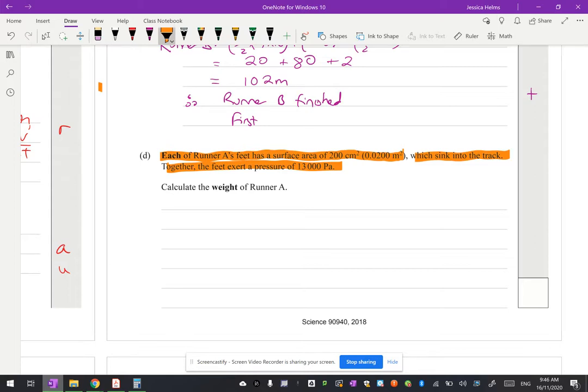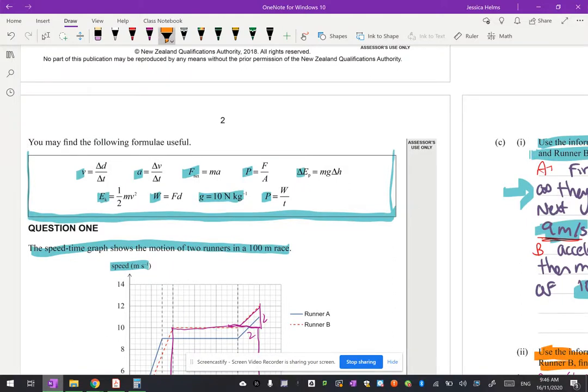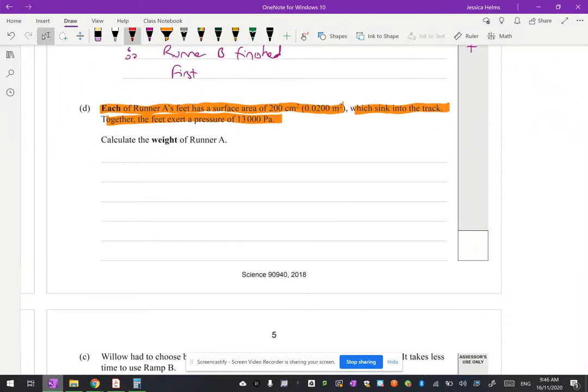Okay, so if you go back to your formulas up here, hopefully you remember that we're looking for the pressure calculation here. And the pressure calculation is this one here. I know there's two P's, but pressure is equal to force divided by area. All right, so we're going to write that down. So pressure is equal to force divided by area. Now let's write down what we know. So we know what the P is. So we know that pressure is equal to 13,000 pascals.